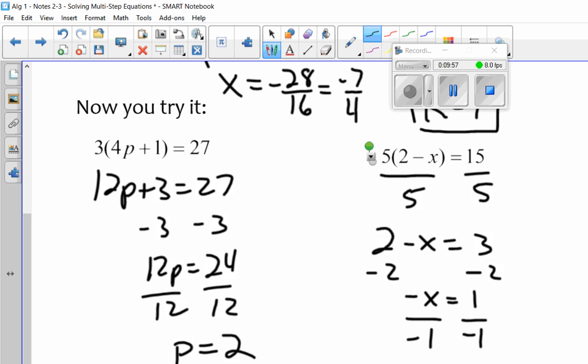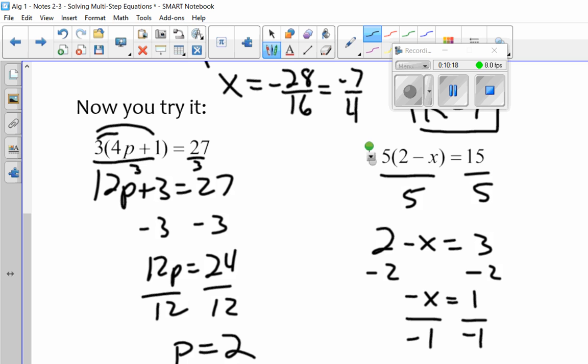Okay, so there's the 2 problems I did in different ways. Here I distributed first, and I'll be honest with you, I could have divided by a 3. Okay, but I just want to show you there's 2 different ways to do these problems. Okay, if I distributed it, I didn't divide by 3. So I got P equals 2.